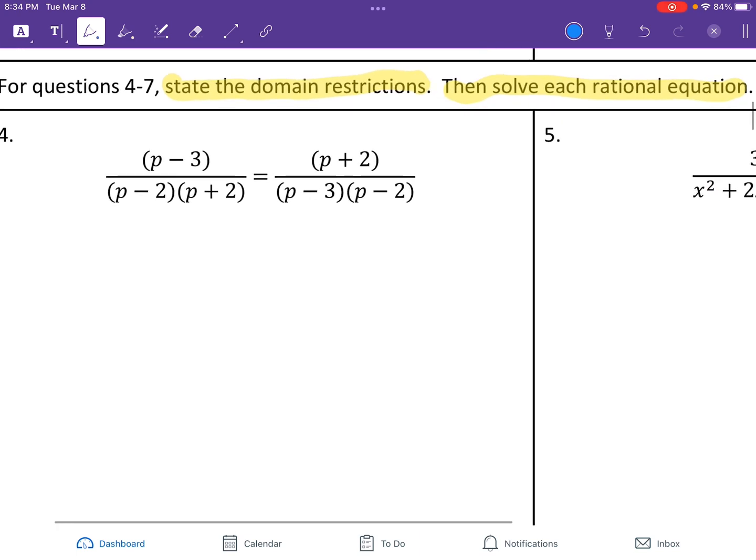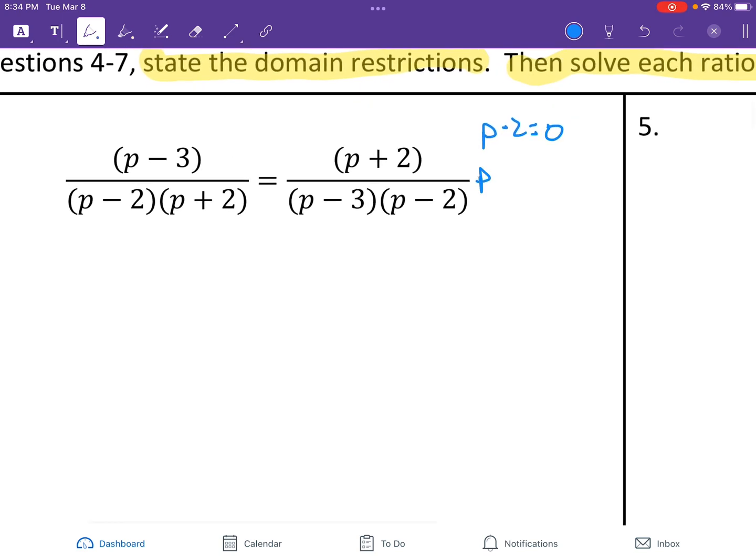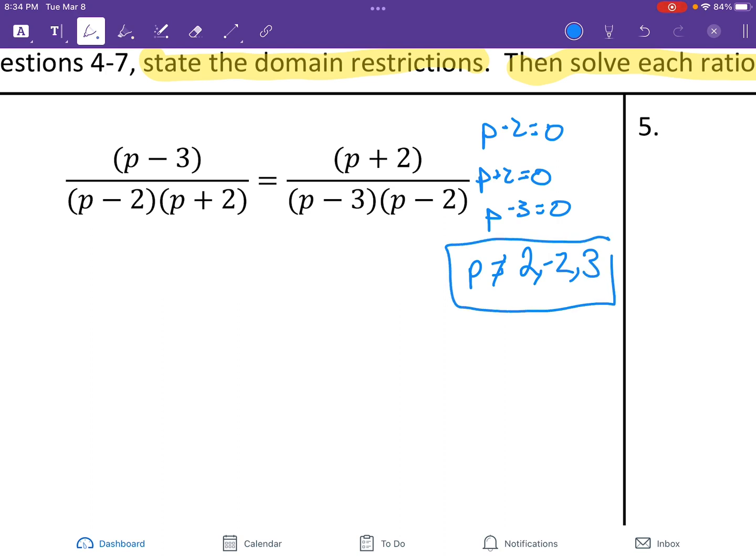So we're going to take all of the denominators. We have p minus 2 equals 0. We have p plus 2 equals 0. And we have p minus 3 equals 0. I don't need to do the minus 2 again because it's already accounted for. So p cannot equal three things: 2, negative 2, and positive 3. These are the domain restrictions. This is its own separate standard or indicator on the test.